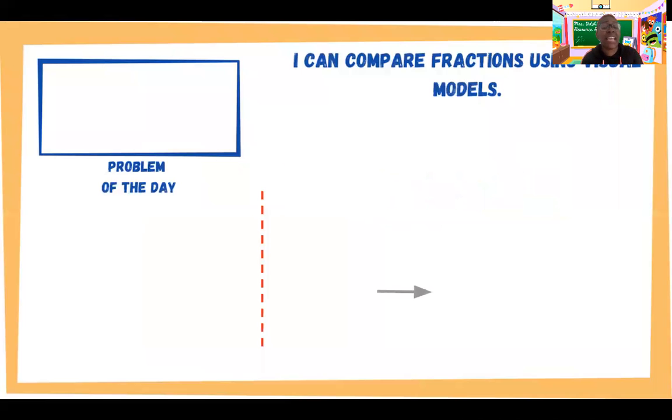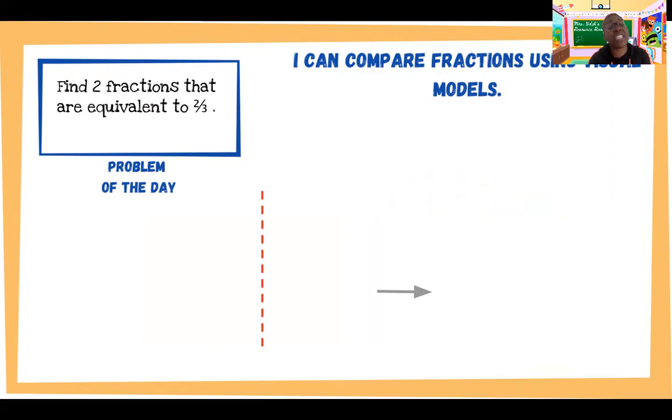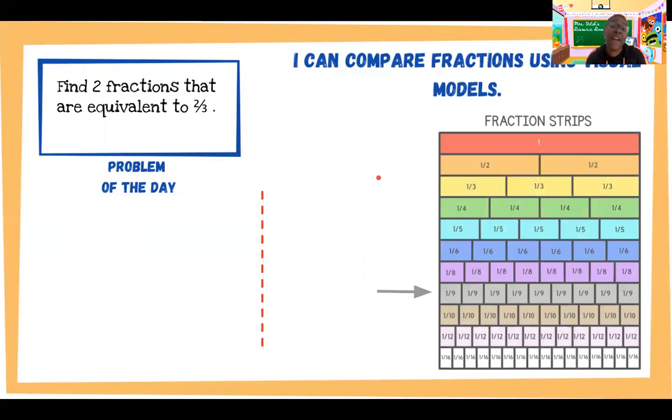All right, middles, it's your turn. We are working with comparing fractions using visual models. Our problem says find 2 fractions that are equivalent to 2/3. We're going to do that by looking at our fraction strips. Remember, our fraction strips compare each fraction to the whole, and all of our fractions have a different denominator. So again, we are looking for 2 fractions that are equivalent to 2/3.